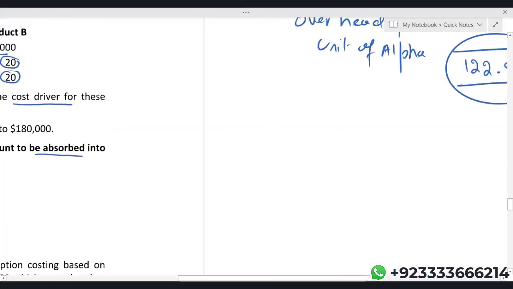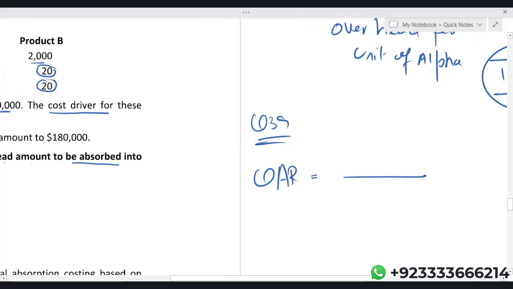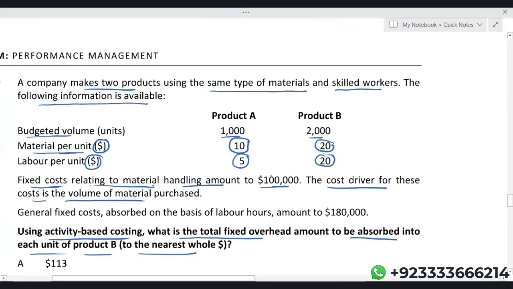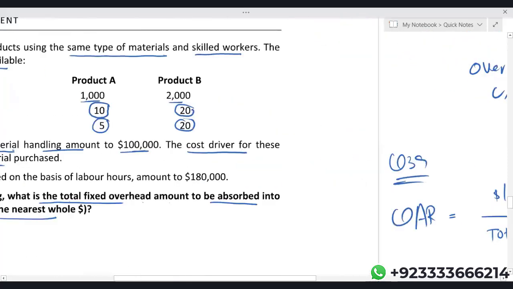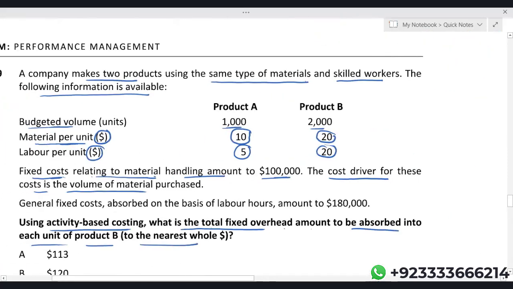I just want to explain one point. Overhead absorption rate relating to material handling. Material handling is 1 lakh. But this $100,000 will be divided by total purchases of material. This is written if you can read it again. Fixed cost relating to material handling is $100,000. The cost driver for these costs is the volume of material purchase.